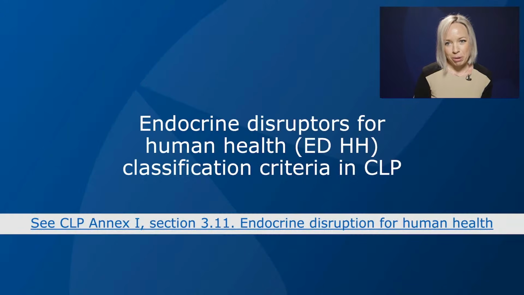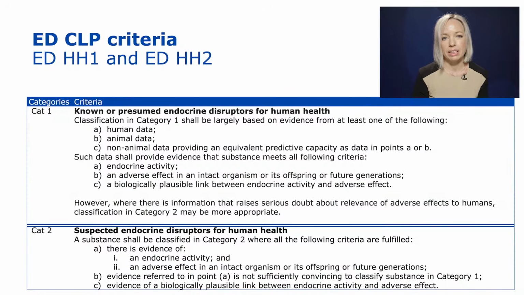Let's move to the second part of this presentation, the overview of the human health criteria in CLP regulation for endocrine disruptors. You can find the full criteria in Annex 1 of CLP in section 3.11. And here in this slide you can see the main criteria for category 1 and category 2. So the evidence may come from human, animal or from non-animal data, and there needs to be the 3 elements: endocrine activity, adverse effects and the biologically plausible link between these 2.